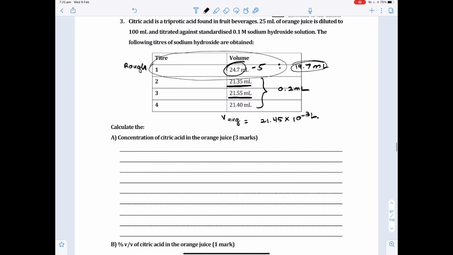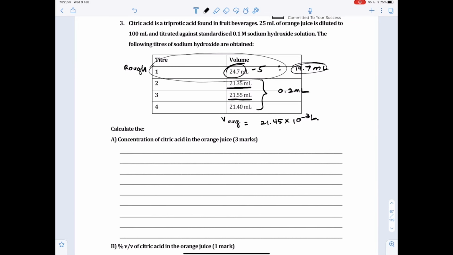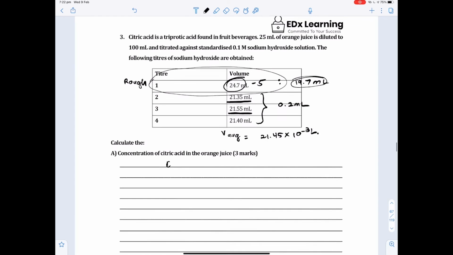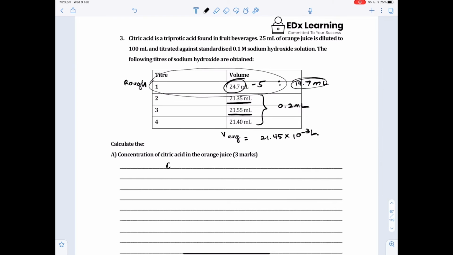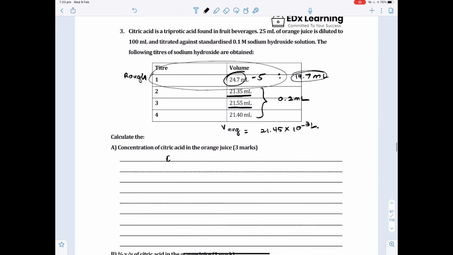Okay, let's get started. So Maya, start off with you. What's the first step? So I wrote down the equation. Yep, what is the equation? C6H8O7 plus NaOH. How did you know it was C6H8O7? I searched it up. Oh, okay.